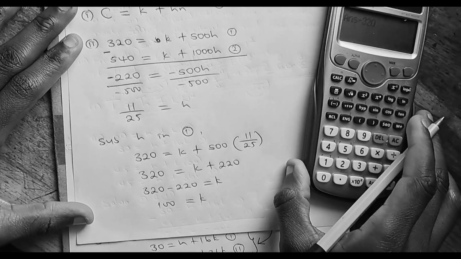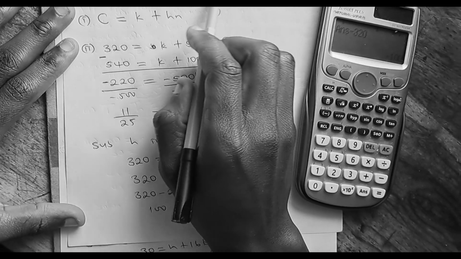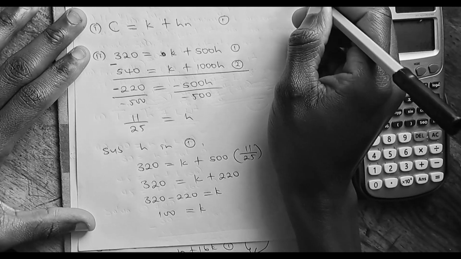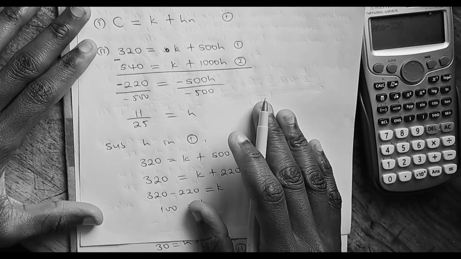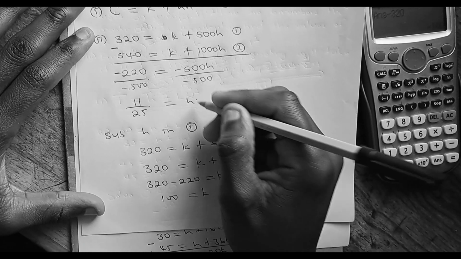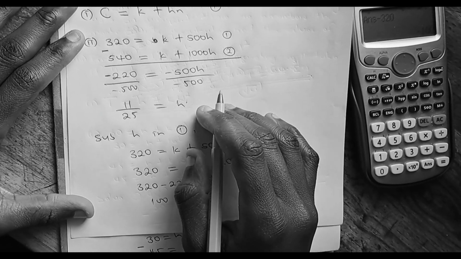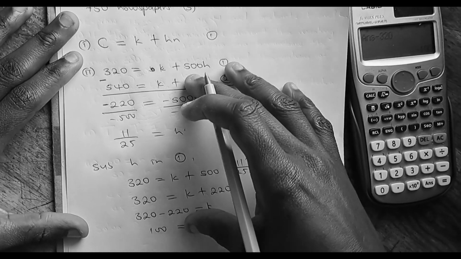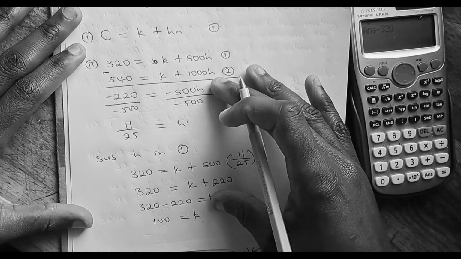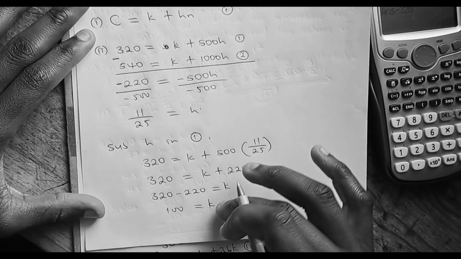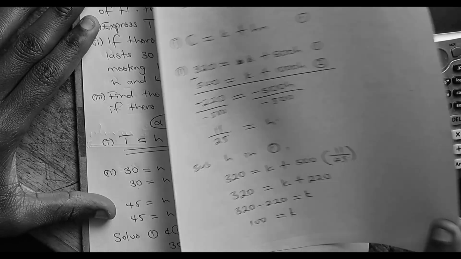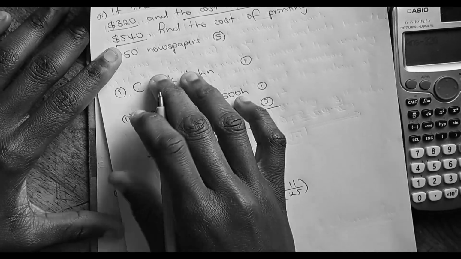So your final answer: find the cost of printing 750 newspapers. In this case, we have found the value of h and the value of k. So don't double underline, because a double underline will show that you are done with this question. We are not yet done. In this case, you'll definitely get 2 marks for finding h and k. Now we want to find the equation which will be connecting them. So we are going to rewrite item number 1.